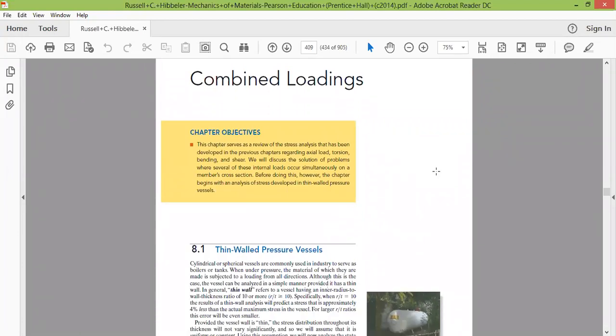We have already discussed the conditions when a machine element is subjected to axial load only, to torsion only, to bending only, to shear only. But there are machine elements which are subjected to more than one loading condition simultaneously. We have more than one load acting on the machine element. So at that time, we say the machine element is under the influence of combined loading.